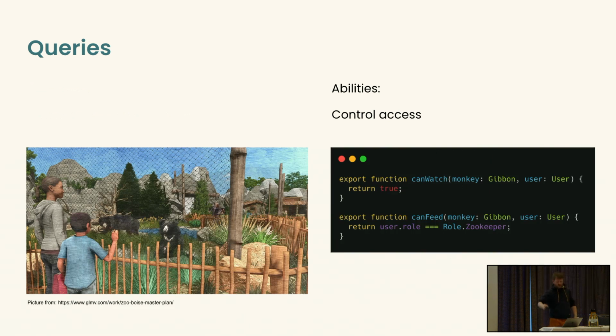So queries can be used to control the access. Can we watch the animals? We return true by default, but we now have a control in place, so whenever the compound is under construction, we can return false, and no visitor is able to walk there, for example, because we closed the path. Can we feed the animals? Maybe we shouldn't allow this to all of the visitors, but keep this restricted to the zookeepers. So this is another example.